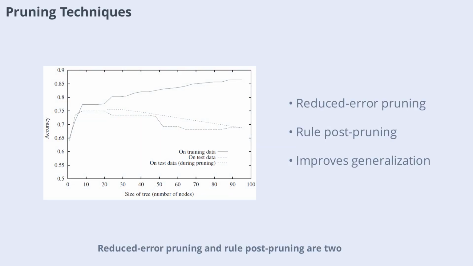Reduced error pruning and rule post-pruning are two common methods to improve decision tree accuracy. Reduced error pruning removes subtrees if doing so doesn't decrease accuracy on a validation set. Rule post-pruning converts the tree into a set of rules, then prunes each rule to improve accuracy. These techniques help create simpler, more robust models that perform better on new data, making them essential tools for any machine learning practitioner.